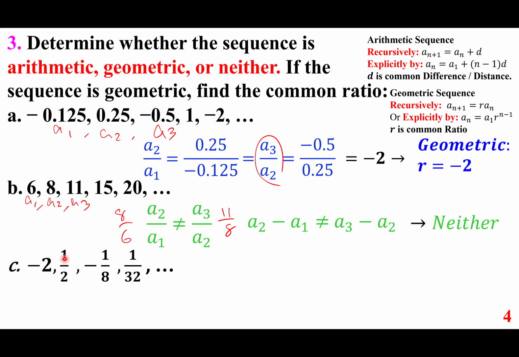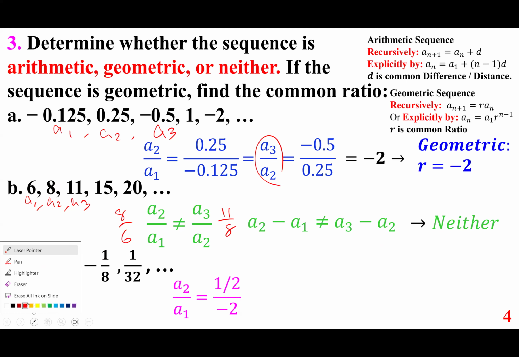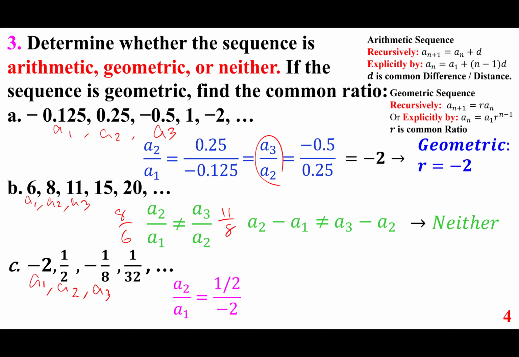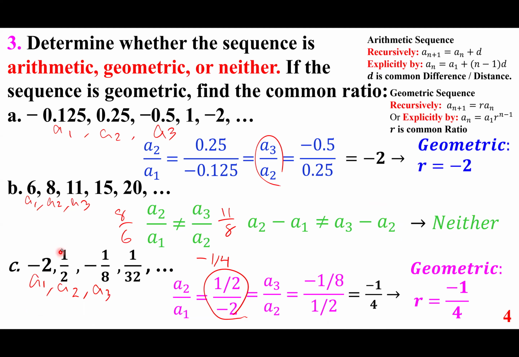This one, let's divide 1/2 by negative 2 and then negative 1/8 by 1/2. So this one, 1/2 over negative 2. This is a1, a2, a sub 3. And this is negative 1/4. Now let's divide this one by this one. Negative 1/8 over 1/2 is also negative 1/4. And r is negative 1/4. We are dealing with a geometric sequence.